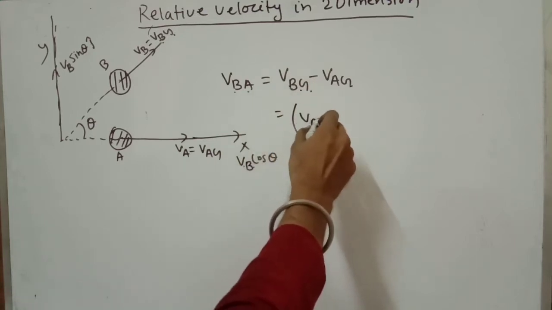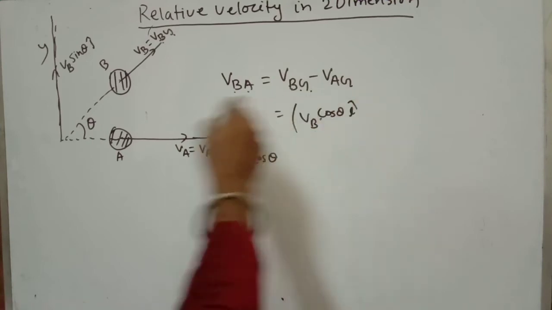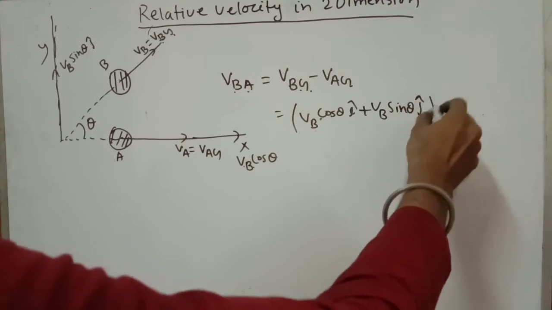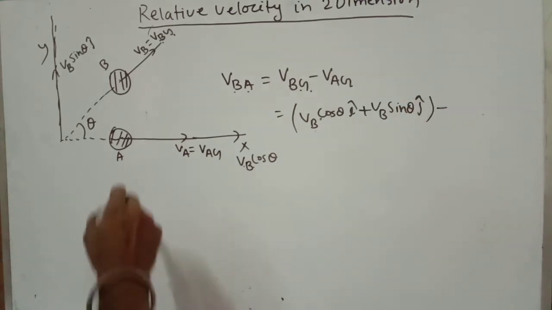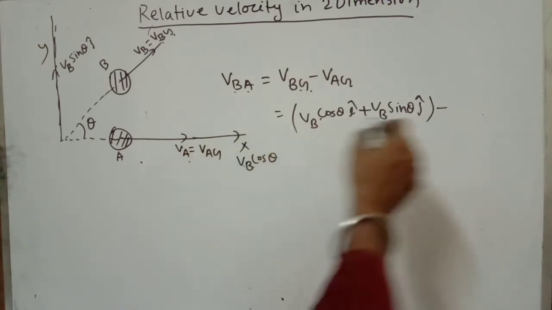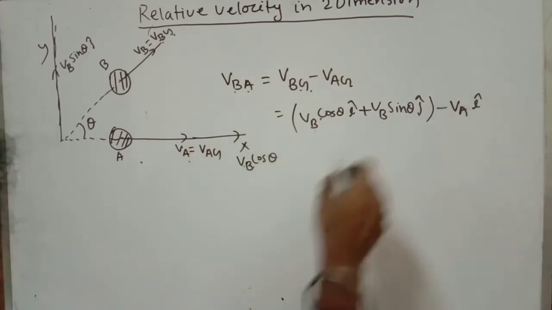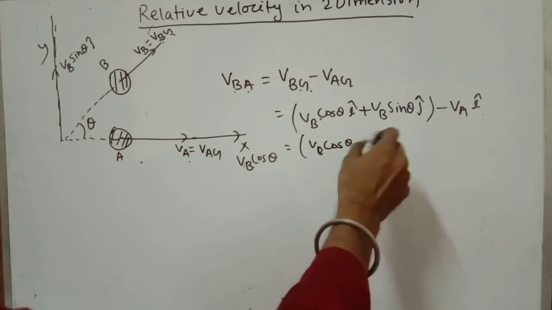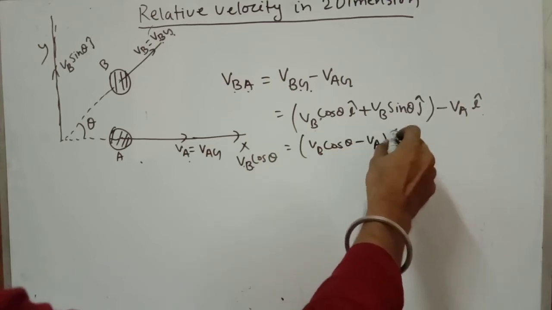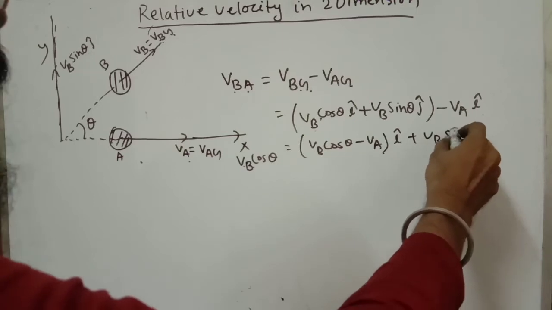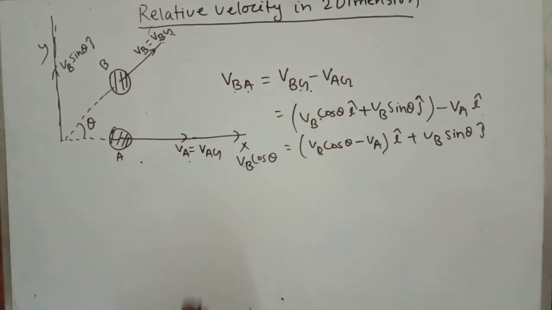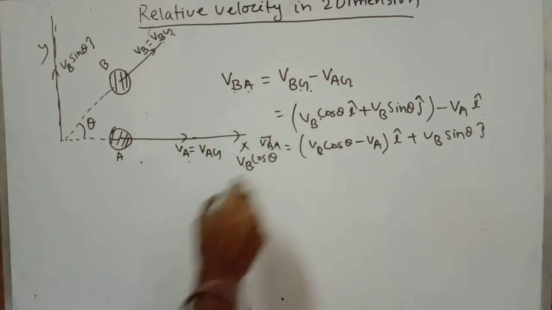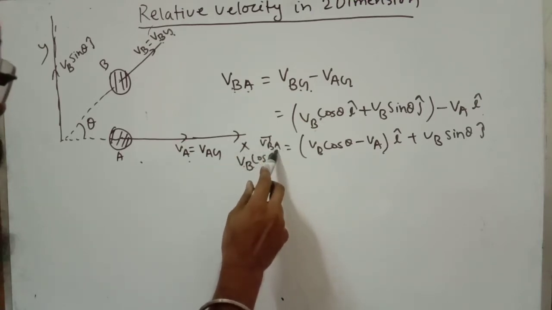So the velocity of B with respect to ground is VB cos theta i cap plus VB sin theta j cap, minus the velocity of A with respect to ground, which is VA along the i direction. Overall you can write (VB cos theta minus VA) i cap plus VB sin theta j cap. So finally this is the resultant vector, the velocity of B with respect to A.